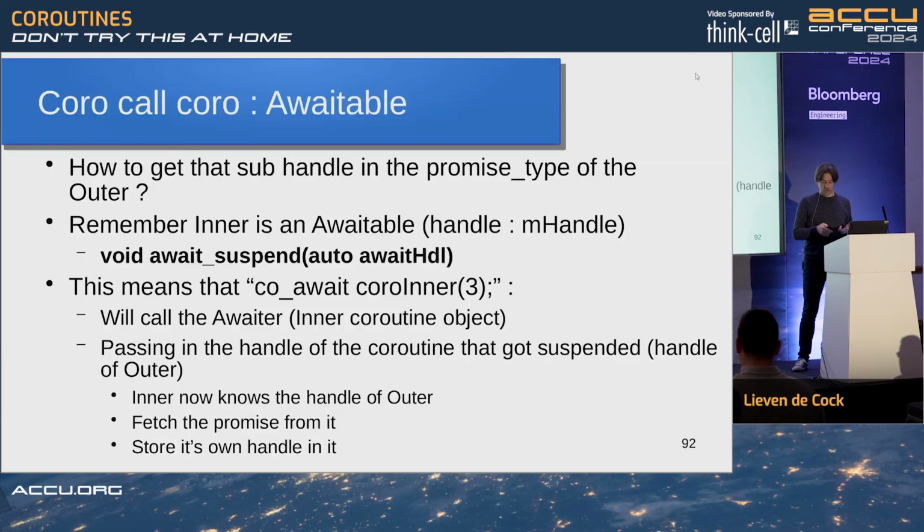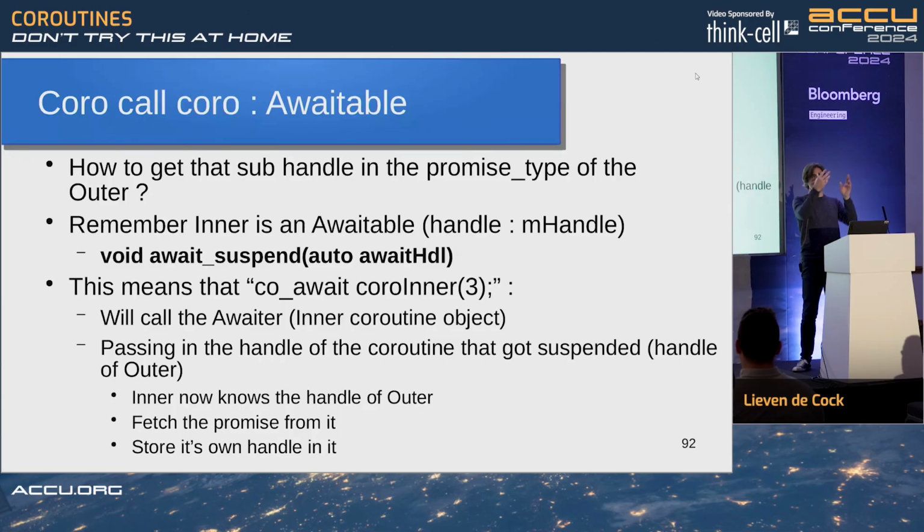Now, when we see co-await of the inner coroutine, which is an awaitable, this means that on the, let's say, the return object of the inner coroutine, the method await suspend will be called with the handle of the coroutine which is being suspended, which is the outer coroutine. So suddenly, we're calling in the return object of the inner coroutine a method await suspend, and this is the handle of the outer coroutine.